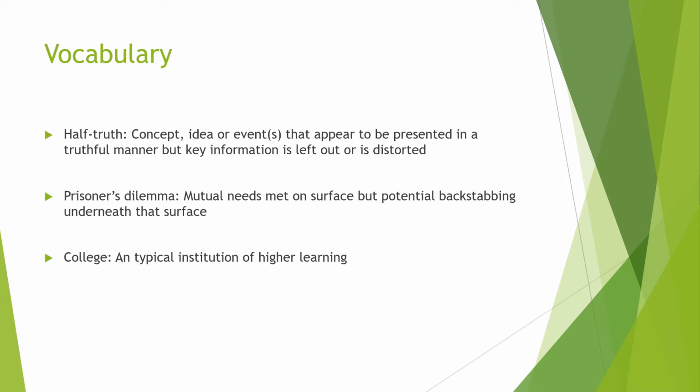Prisoner's dilemma is the next vocabulary word, and that is basically where two or more parties both have needs, specific needs, sometimes even the same needs, that seem to be met on the surface, but there's room for potential backstabbing. That's to put it simply.